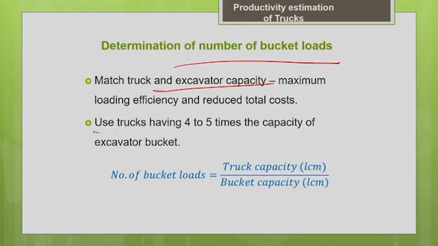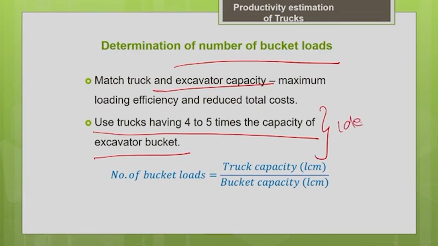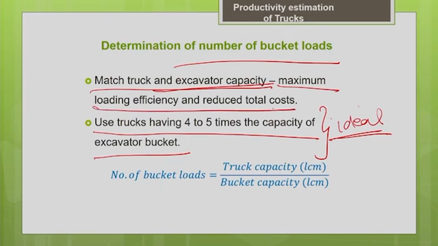Okay, use trucks having 4 to 5 times the capacity of the excavator bucket. So this is the ideal case. This will give you the maximum productivity. So match the truck and the excavator capacity. That will result in maximum loading efficiency and reduced total cost, because your cycle time will be reduced, your productivity will increase, so your unit production cost will reduce. That is why we have to match the size of the interdependent machines.